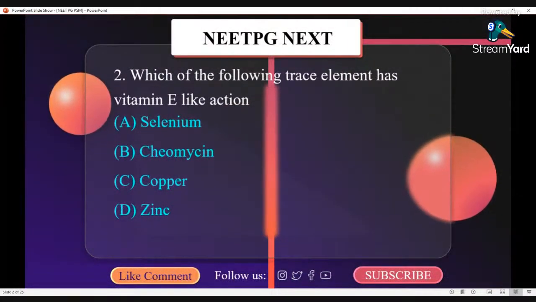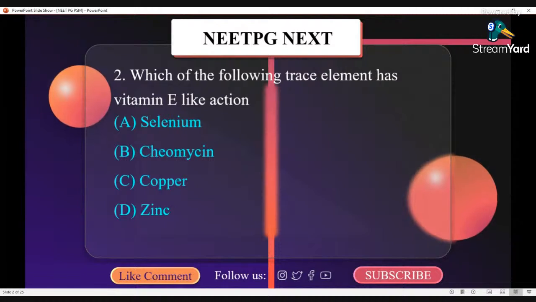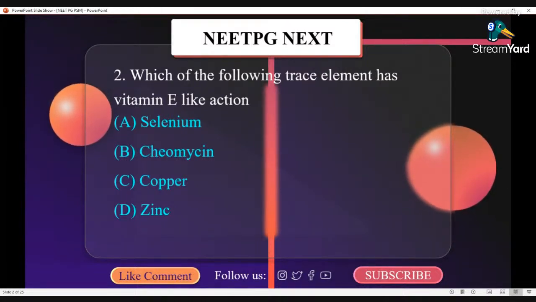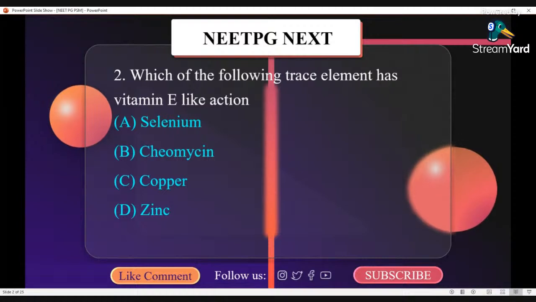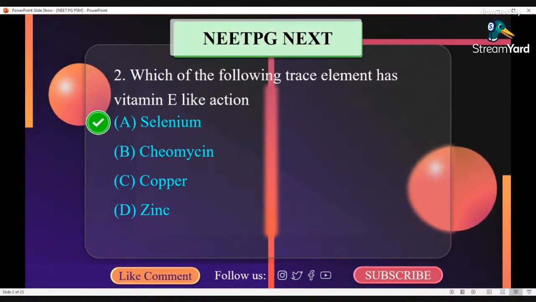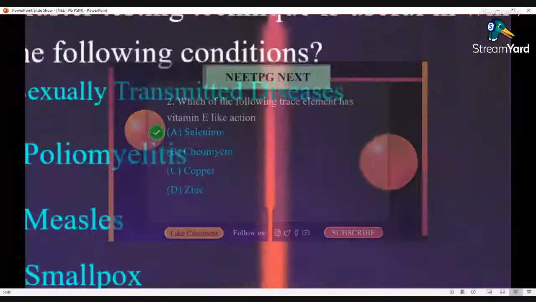Which of the following trace elements has vitamin E like action? We all know the correct answer here is selenium. So the correct option is A, selenium.